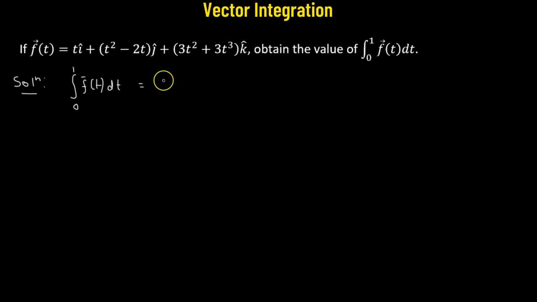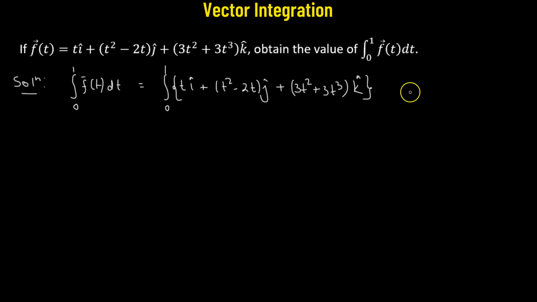So this will be equal to the integration from 0 to 1 of the vector f of t, which is t i cap plus t squared minus 2t j cap plus 3t squared plus 3t cubed k cap, and we're integrating it with respect to t. Now we'll separate the integrals into three components. That means we'll integrate the x, y, and z components separately.